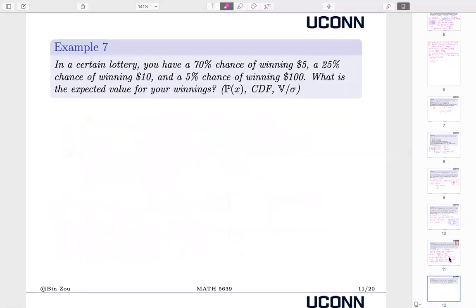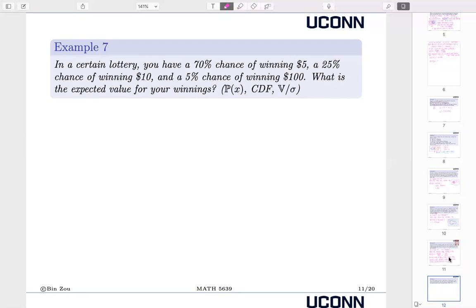So example 7 is different from all the previous ones, so we're going to take a closer look. In a certain lottery, you have a 70% chance of winning $5, 25% of winning $10, and 5% of winning $100. Okay, so this is a wonderful lottery. Of course, supposedly you're going to pay more than $2 for this lottery for sure.